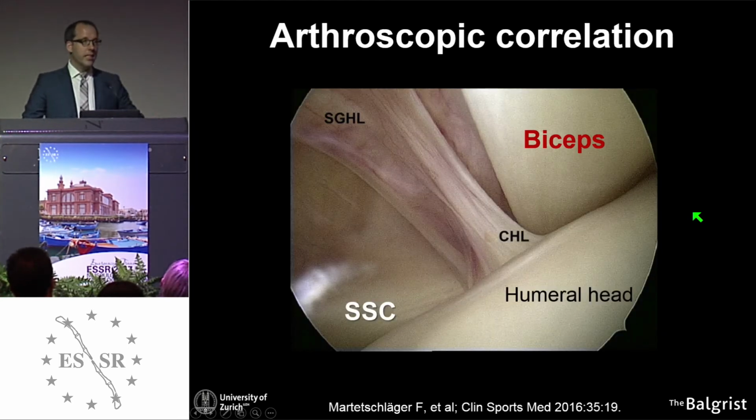What does the surgeon see during arthroscopy? So here we have a view from the posterior portal. We look down on the humeral head here below, and you can see the biceps tendon, how it's going down into the intertubercular sulcus.